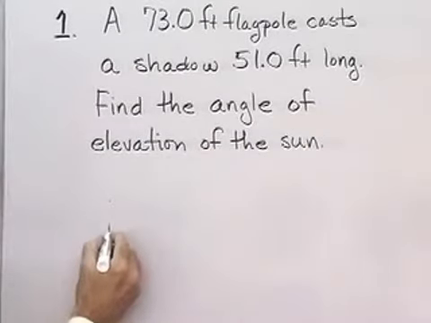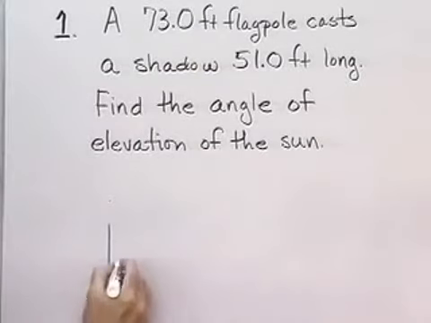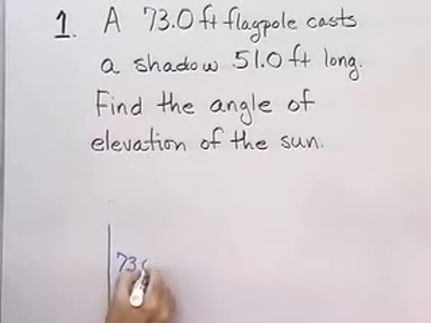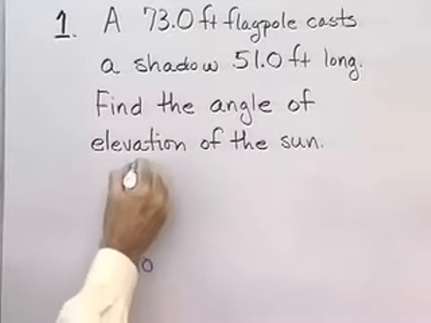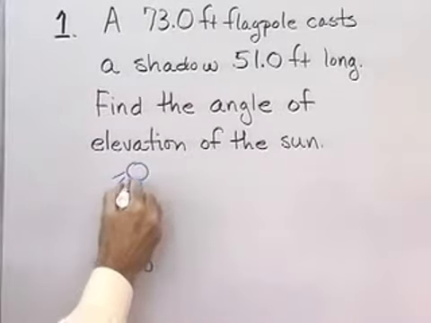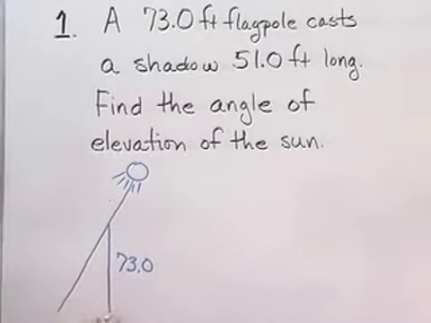Here's my flagpole, and it is 73.0 feet long. Let's just say the sun is up over here, shining like that. The sun's rays come down, and so the flagpole then casts a shadow that is 51.0 feet. Now we want to find the angle of elevation of the sun, so I'm going to put that in as theta right here.